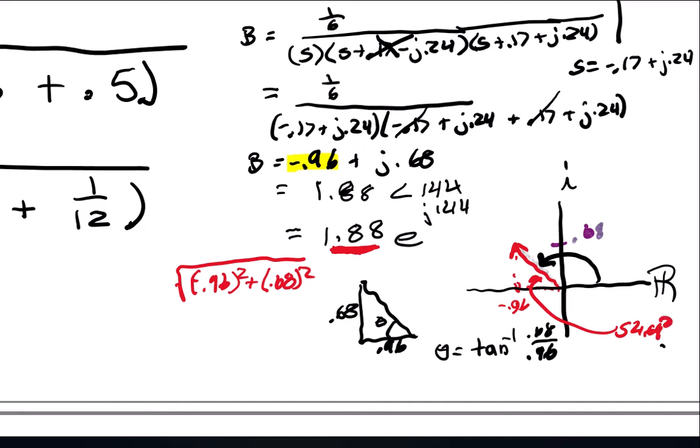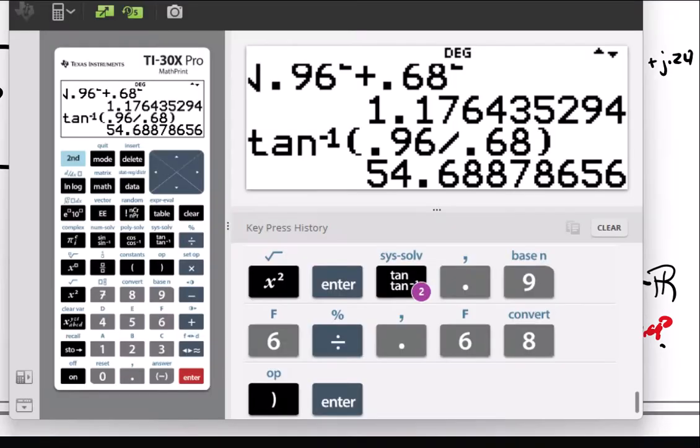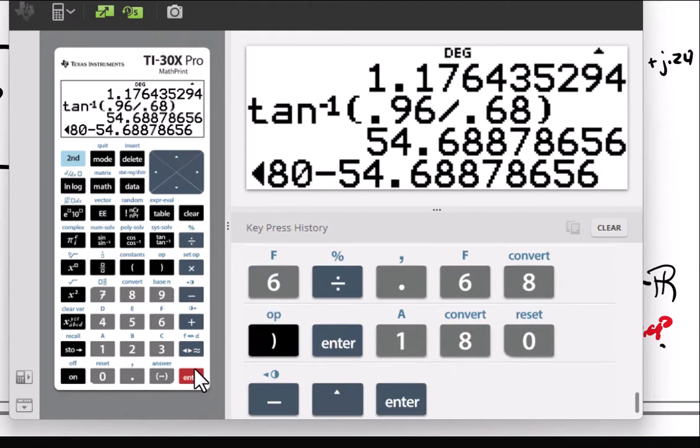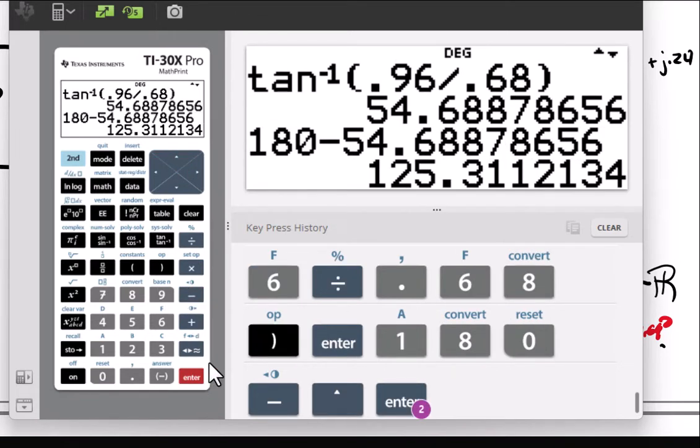But the angle that I actually want, which is the angle from the positive axis, is going to be 180 degrees minus 54.69 degrees. So 180 minus that is not giving me the right answer. So hold on.